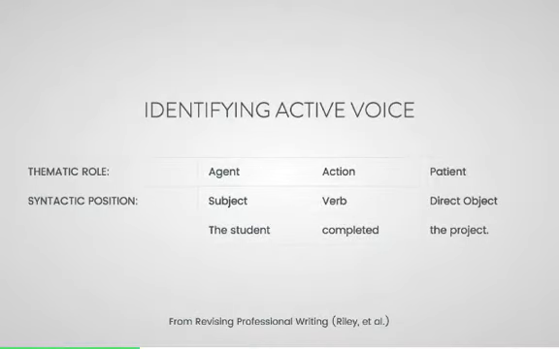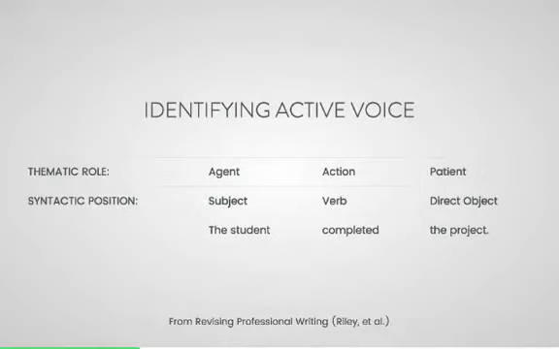Okay, so before we can decide between active versus passive voice, when to use one or the other, and if we're teaching technical communication, we need to actually be able to identify active versus passive voice. And so this comes from Revising Professional Writing, and I think it's a really good way to identify both active and passive voice. So when we're identifying active voice or passive voice, we're looking at sentences in two different ways or through two different lenses.